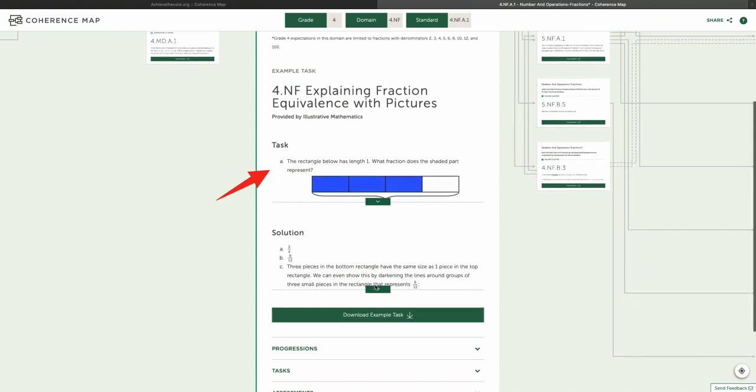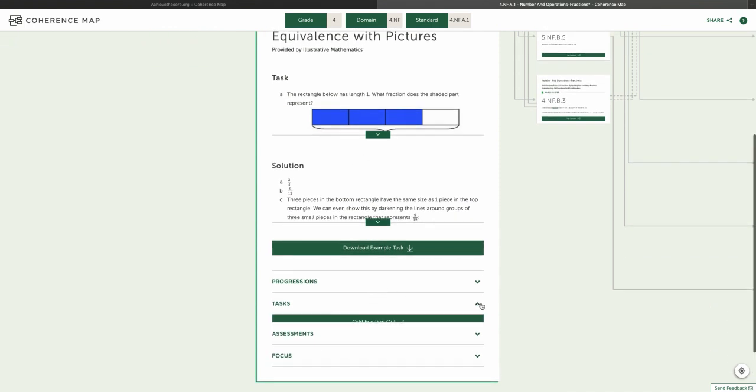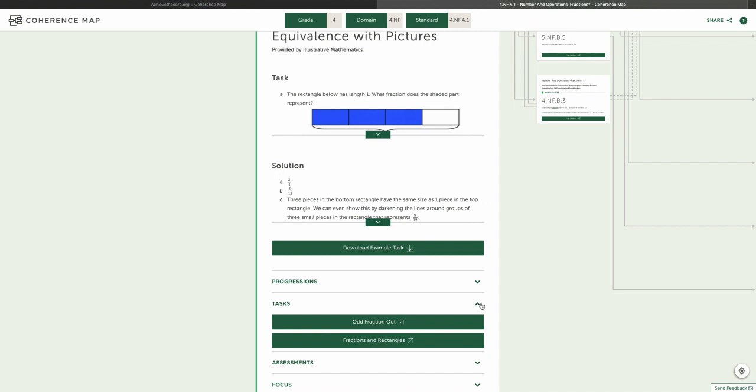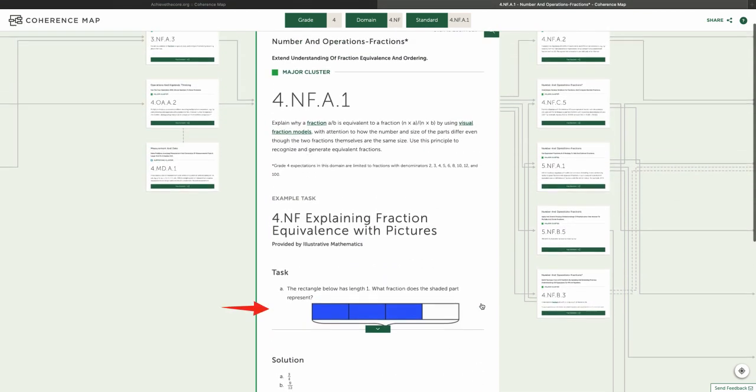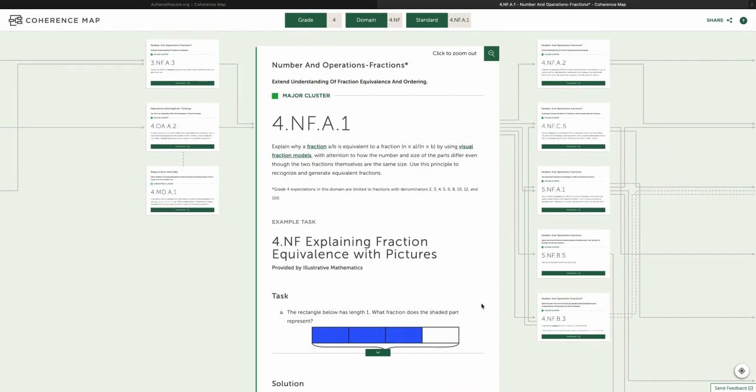your standard that you're working on, your major cluster, and you have a task that you can give the students. It comes with a solution. If you scroll down further and click Tasks, it's going to give you a couple more tasks. And you could try those with the students and see if they are able to understand the content. You can also go to Pearson and locate 4NF A1 and work with students from Pearson.